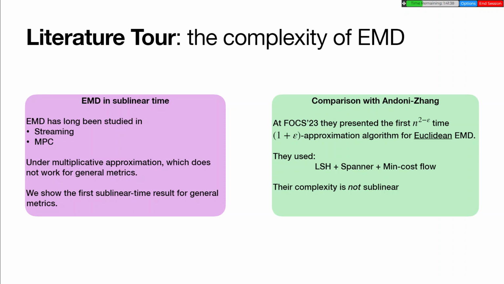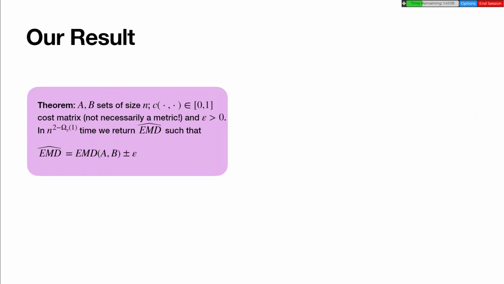And the techniques they use are a combination: they build a spanner for the metric using LSH techniques, and then they solve Earth mover distance, the matching problem, as a min cost flow instance over the spanner. So if the spanner has strictly subquadratic size, by min cost flow in near linear time, we get a strictly subquadratic algorithm for Earth mover distance. So that's more or less the gist of their work.